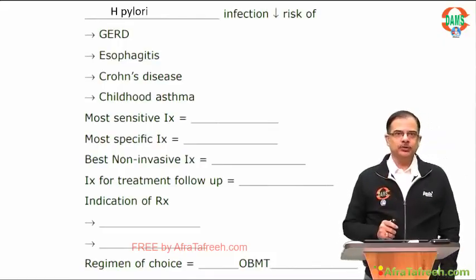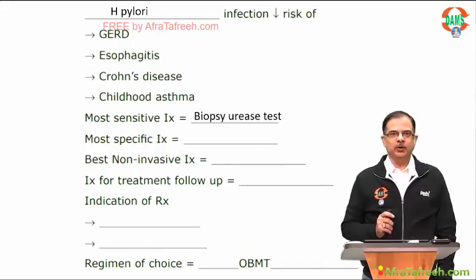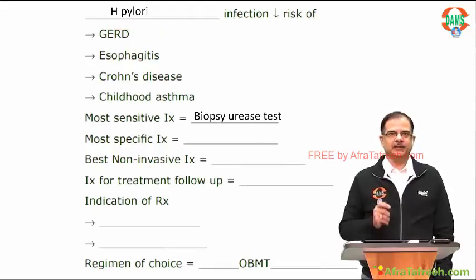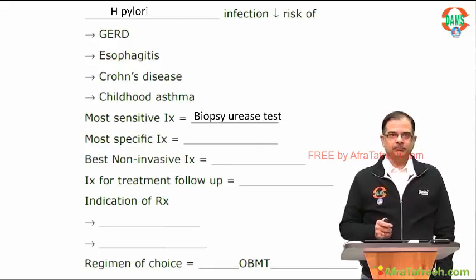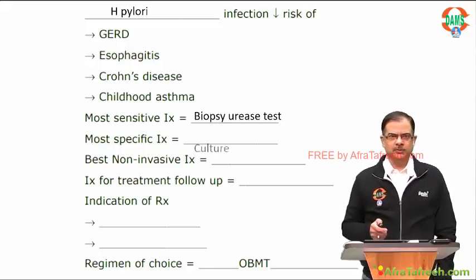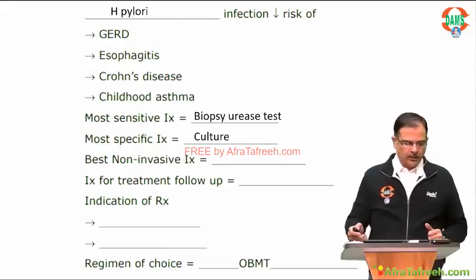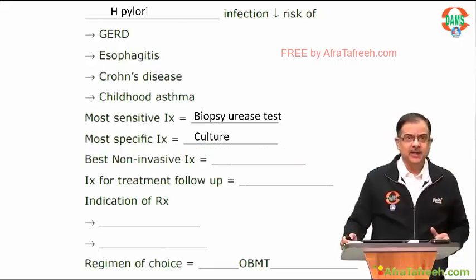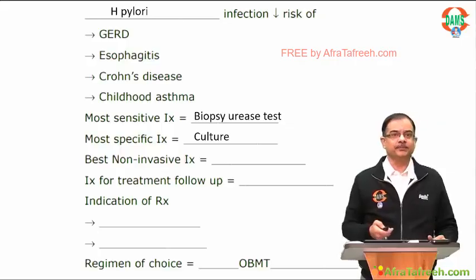Now for diagnosis of H. pylori, the most sensitive investigation is to do a biopsy and do the urease test on the biopsy. That is known as the biopsy urease test, very sensitive. The most specific investigation is the culture. There is no other cause, so we go for the culture. The antibody against the toxin is given when there are multiple recurrences of the Clostridium difficile infection.